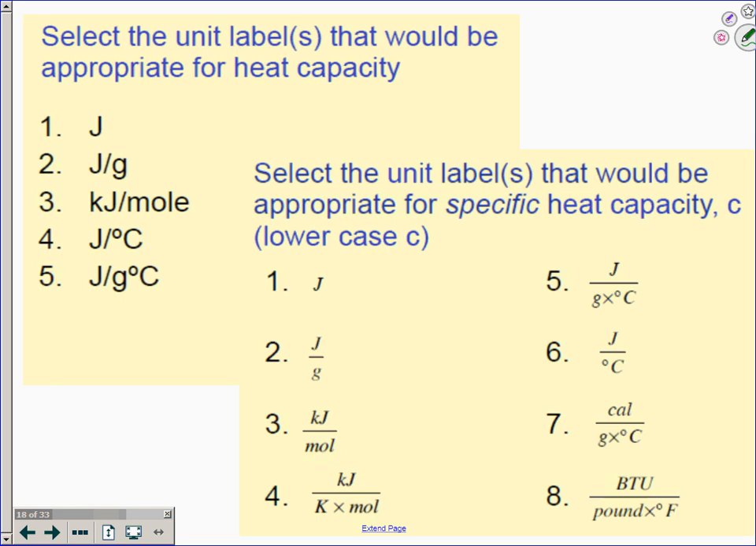So you could have multiple answers here. Okay, take 30 more seconds. All right, come back to me. First question, answer: 4. So it's going to be the one that doesn't have grams in it. So it's just joules per Celsius. That's our heat capacity. That's capital C for heat capacity.